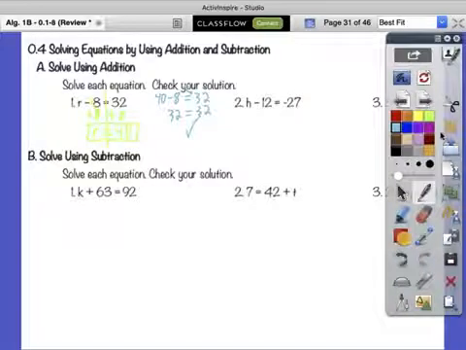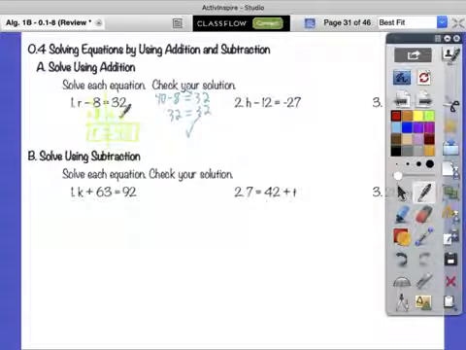So, next problem. H minus 12 equals negative 27. So, we can draw the line through this every time. We don't have to if you don't want to, okay? That's a great organizational method though. But if you want to keep drawing this line through the equal sign, you definitely can.